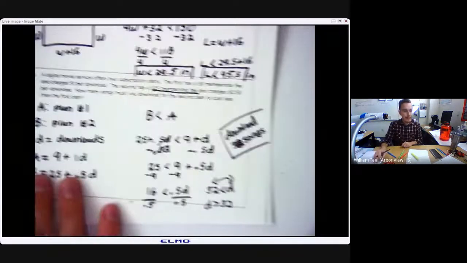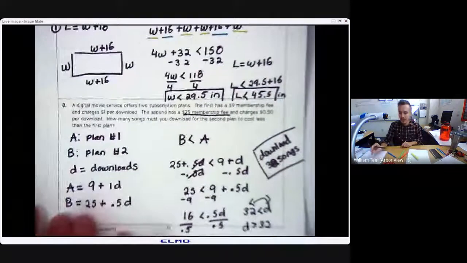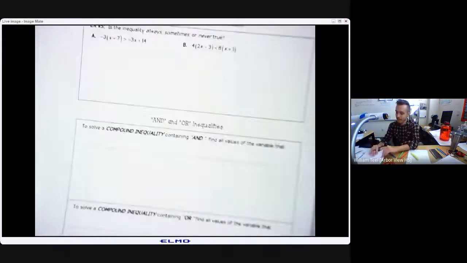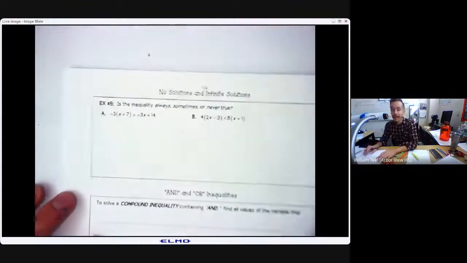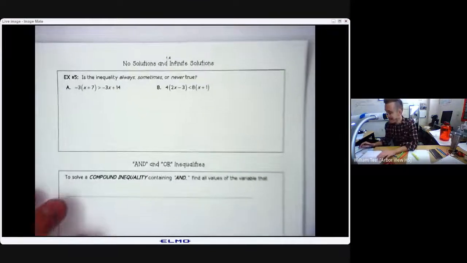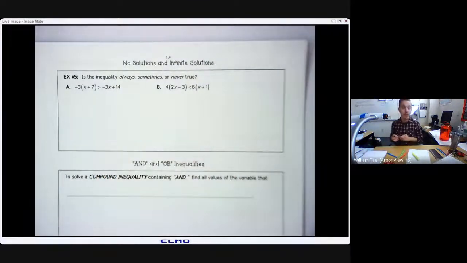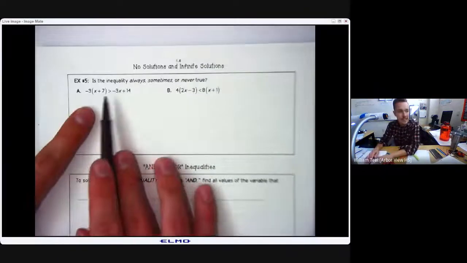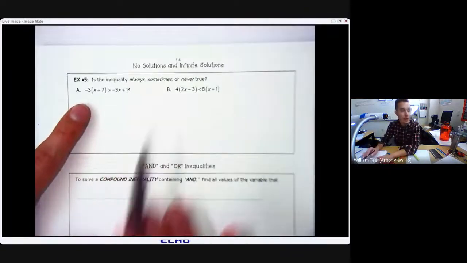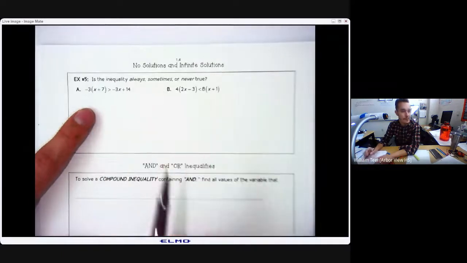All right, let's go ahead and move to the next part. This is the last page of our notes for today. Oh, no, we have a couple more. So if we are looking here at example number 5, we want to see, is this inequality always, sometimes, or never true? So what we're going to do is solve the inequality just like we normally would, and then determine if it's always, sometimes, or never true.